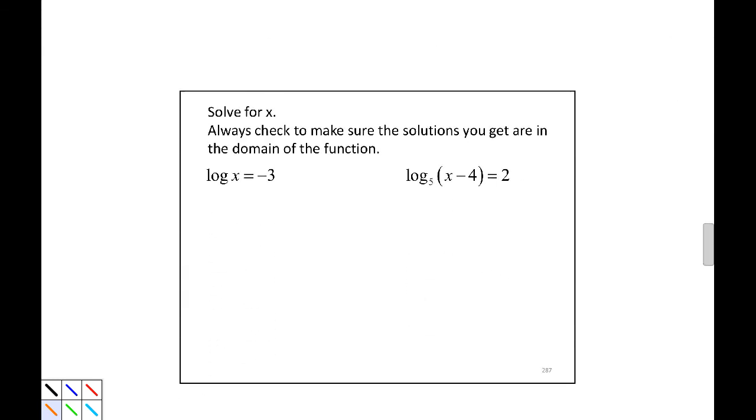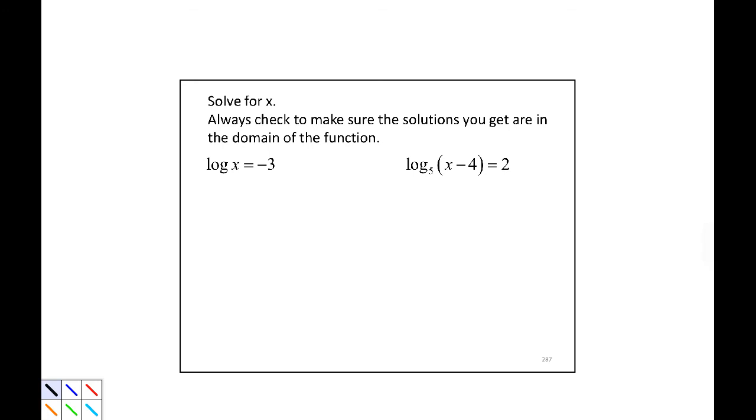Let's solve for x. Always check to make sure the solutions that you get are in the domain of the function. All right, so the first one we have is log of x equals negative 3. Well, because our base is 10, because this is a common log, we can write this in exponential form as 10 to the minus 3 equals x.